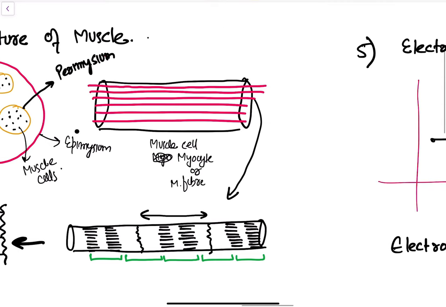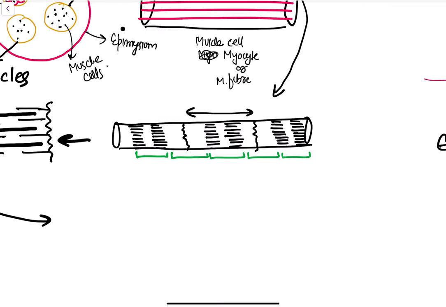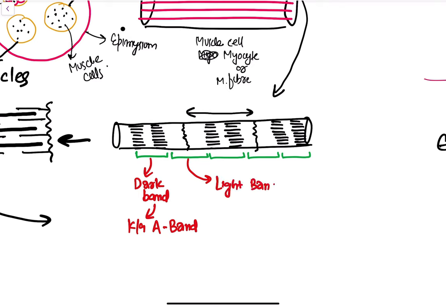Now you see there are various parallel thread-like structures in this muscle cell. These are called myofibrils. I have taken one of the myofibrils out, and you observe these alternate dark and light bands. This is a dark band, which is also called A band because it is anisotropic to light. And this one is our light band, which is also called I band because it is isotropic to light.